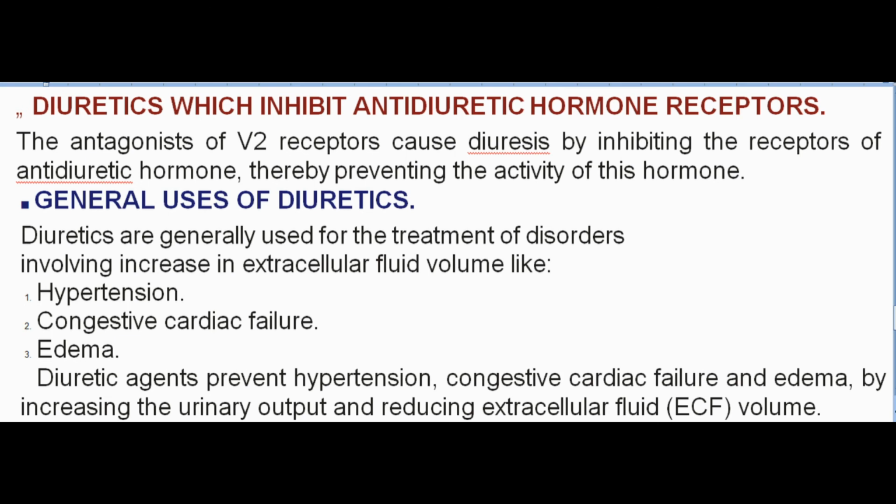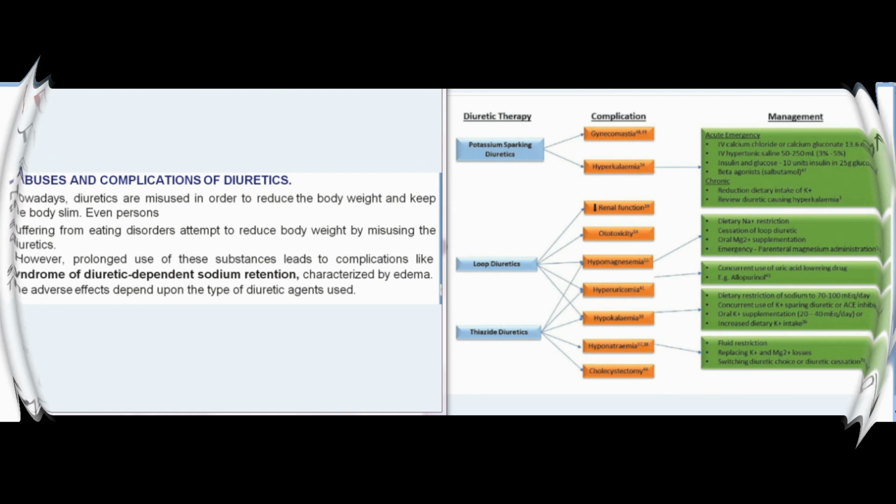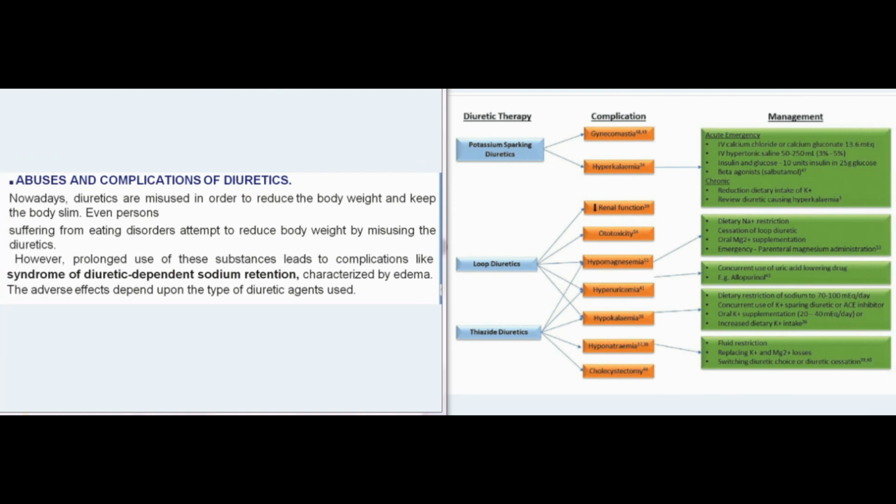General uses of diuretics. Diuretics are generally used for the treatment of disorders involving increase in extracellular fluid volume like hypertension, congestive cardiac failure, edema. Diuretic agents treat hypertension, congestive cardiac failure and edema by increasing the urinary output and reducing extracellular fluid, ECF, volume.